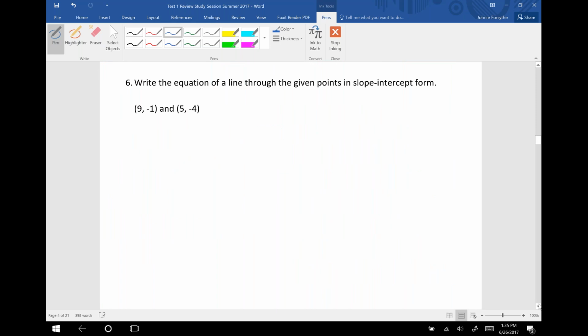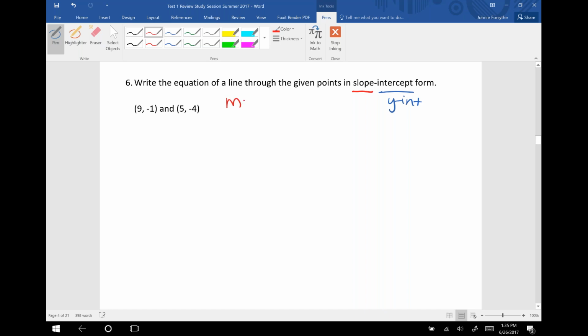Okay, number 6, write the equation of a line through the given points in slope-intercept form. So, to write an equation in slope-intercept form, you have to have two things. You have to have those things that I had in the red and the blue. So we need to know the slope, and we need to know the y-intercept. We don't have either of those right now. So we're going to start by getting the slope. You can find the slope if you have 2 points that are on the line.